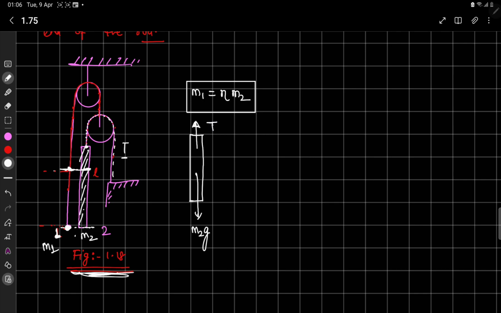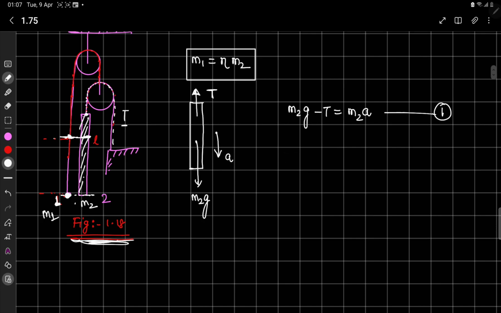So let us assume that the tension force is T, and let us also assume that this particular rod is moving in the downward direction with acceleration A. If we balance the forces, then we can write m2g minus T is equal to m2 into A. So this is our first equation.